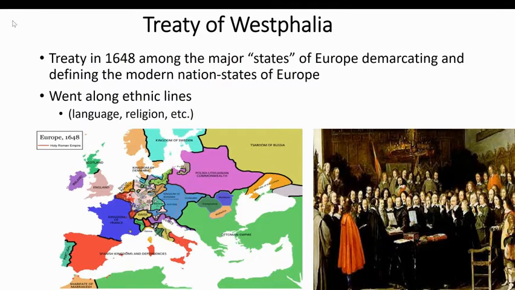Westphalia. Really, this is where modern political geography begins, because this is following the Hundred Years' War in Europe, and we start to see that these ethnic groups that are spread across Europe begin to think of themselves not only as ethnic groups, but as formal states. And so this is where we see modern state building.